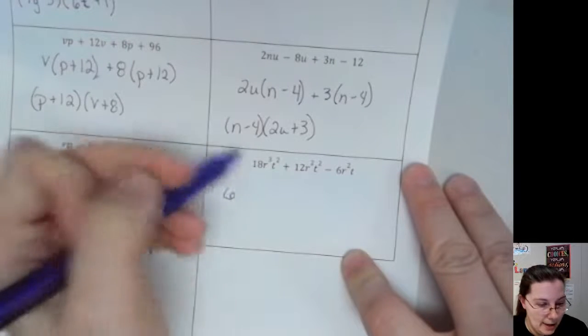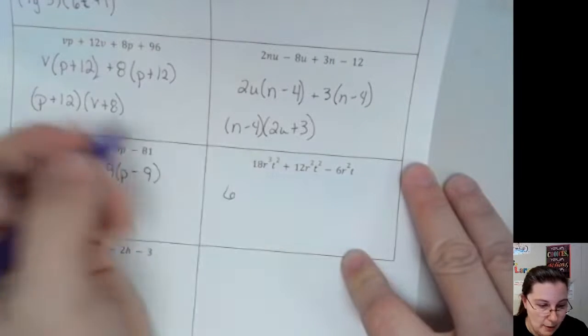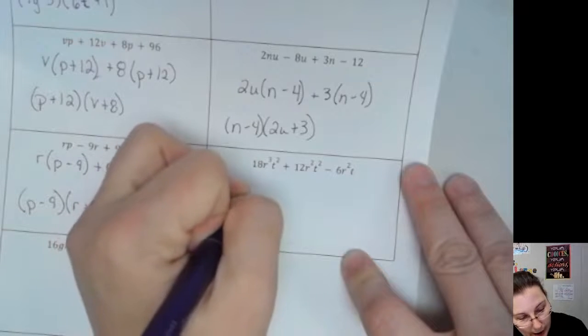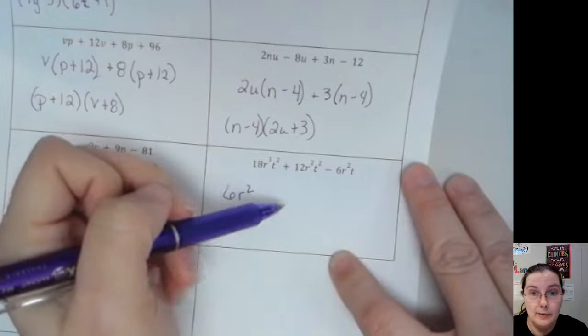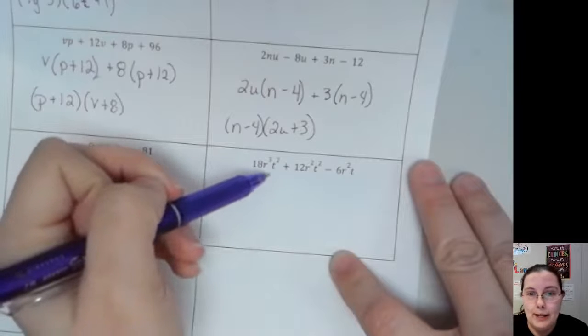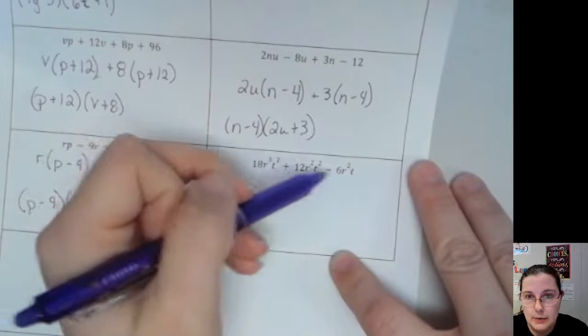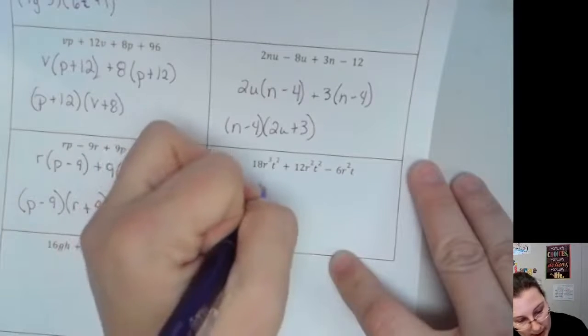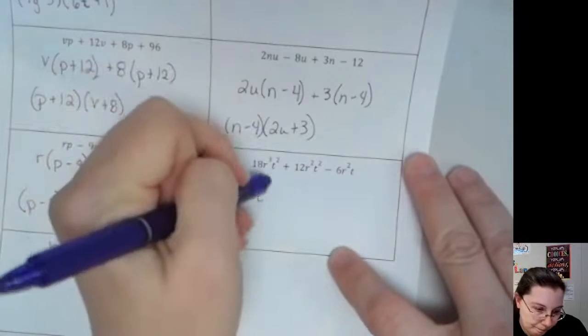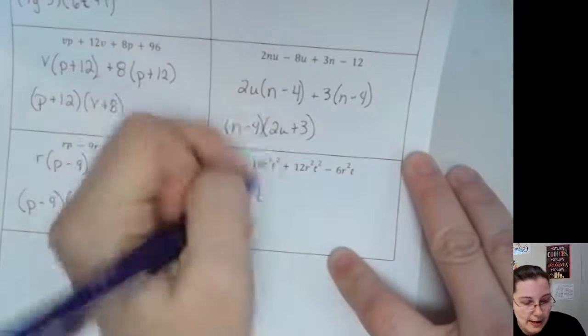And then I need to look at my r's. What's the greatest number of r's I can pull out? Well, I can pull out an r squared because that's my smallest power on those r's. And when I look at my t's, I have a t squared, and a t. The smallest power is going to be t to the first, or just t. So now that is my greatest common factor.